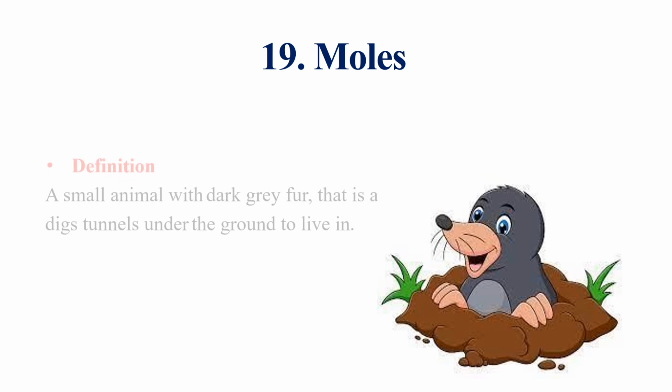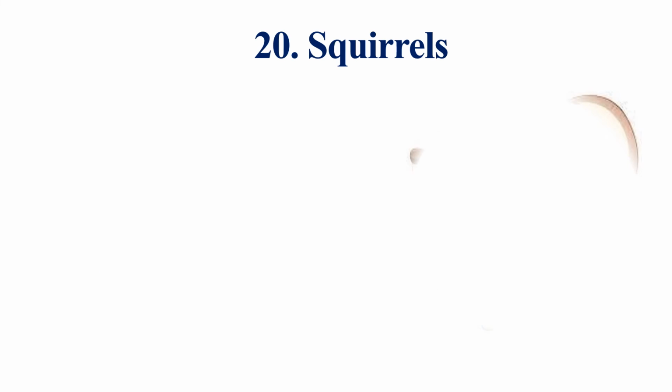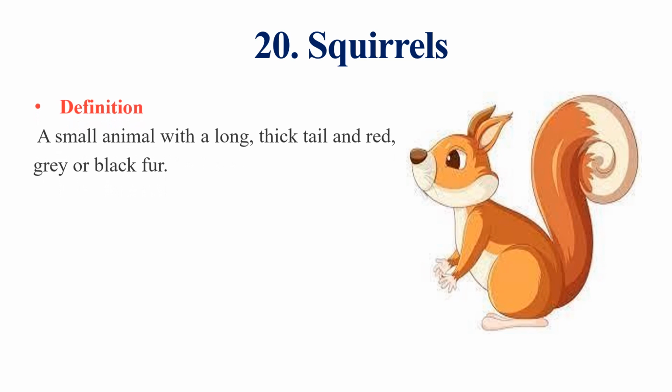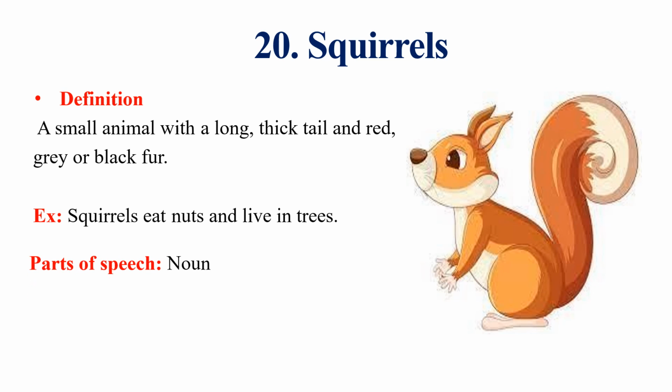Moles. A mole is a small animal with dark gray hair that is almost blind and digs tunnels under the ground to live in. This word is a noun. Squirrels. Squirrels are animals with a long, thick tail and red-gray or black fur. Squirrels eat nuts and live in trees. This word is a noun.